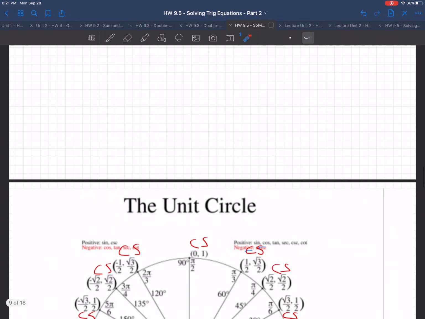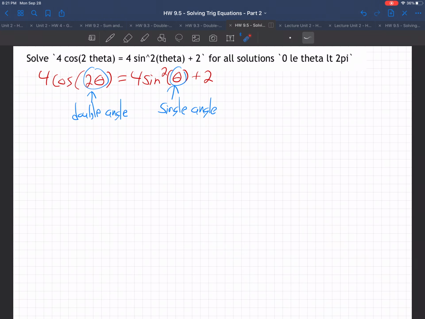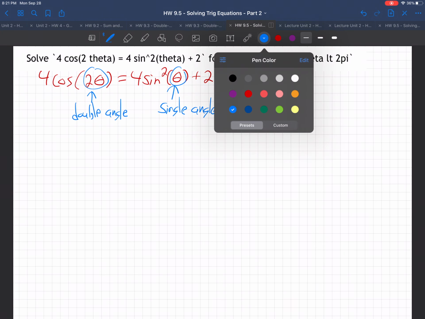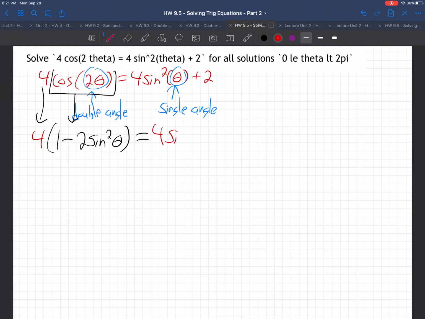Let's go back up to our problem. There it is. So I'm going to replace it right here. So bring down the 4. That isn't going anywhere. And then the cosine 2 theta, that's going to be 1 minus 2 sine squared regular theta. And the right side hasn't changed. So do you see what happened there? The 2 theta became regular theta when I did the formula.